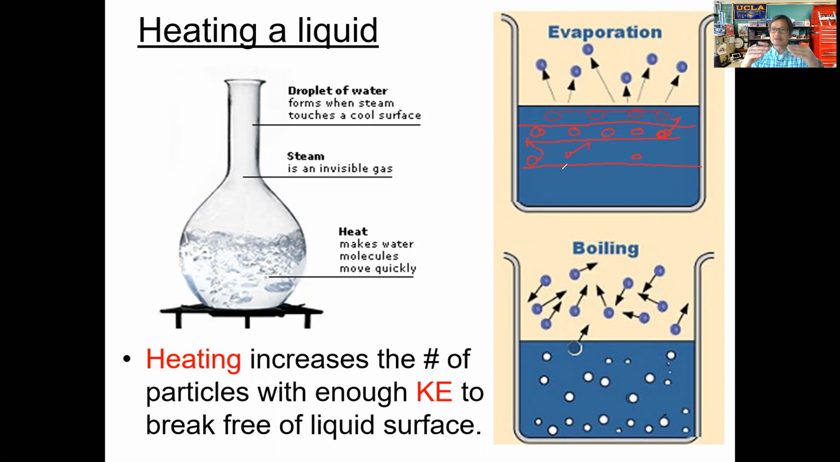So on the macroscopic level, we see the liquid level drop. On a microscopic level, it's the particles that are leaving that cause that liquid level to drop. Okay, so that's how we can connect the observation with an explanation.